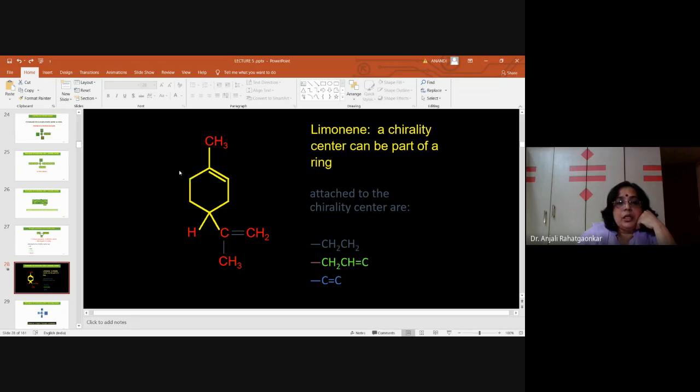Ahead we find that this is connected to CH2, and here this is connected to CH double bond C. Okay? So it means that this is another group and this is another group. We have to only show the connectivity. Okay, on the complete molecule we don't have any of this.